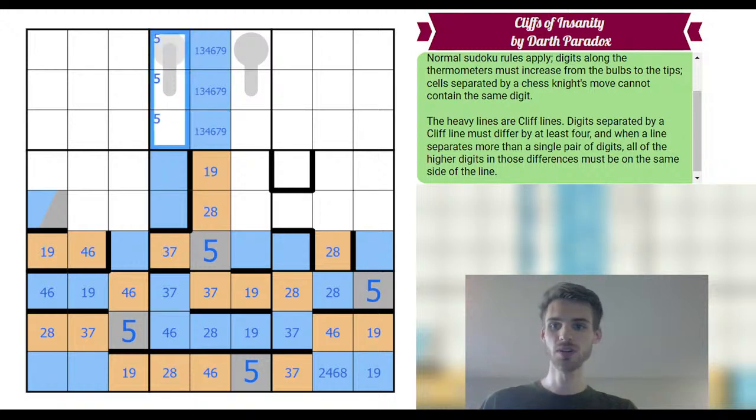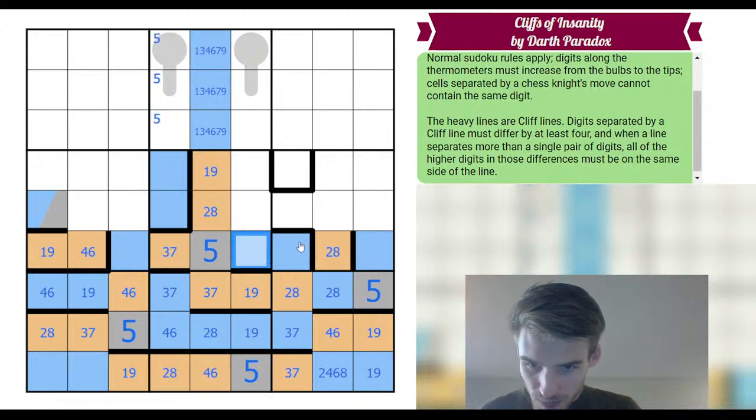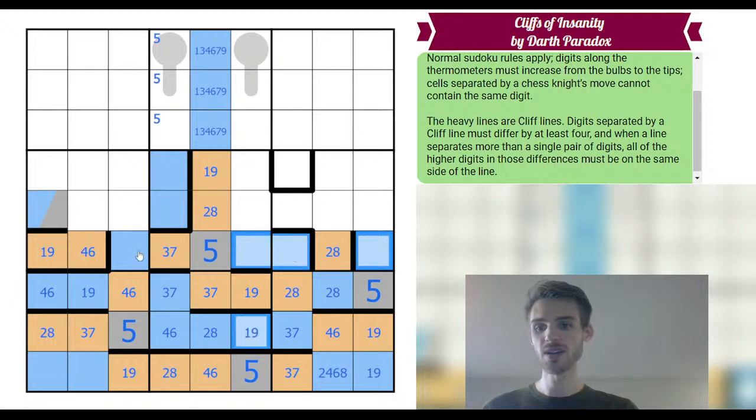Yeah, for sure. Blue 1, 9 is placed in row 6. Oh, is it? 1, 9 can't be there. Oh, this 1, 9 sees that cell by knight's move, so this is a 1, 9, very nice. Oh, also this is a 4, 6, and the 2, 8. Oh, it didn't see it quite.